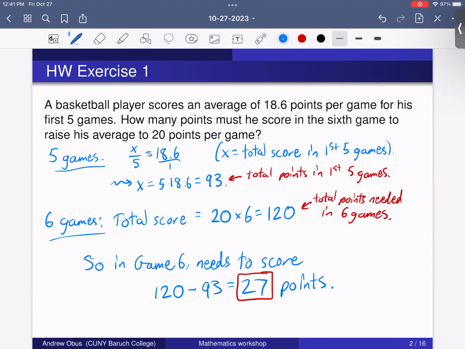Right? So perfect. That's the right answer. The score of 120 is the total score for all 6 games, but the question asks how many points just in the 6th game. In the 6th game, he needs 27 points, because that will bring the total score from 93 to 120, and that will bring the average score from 18.6 up to 20. So that's exactly right. The answer to this question is 27.